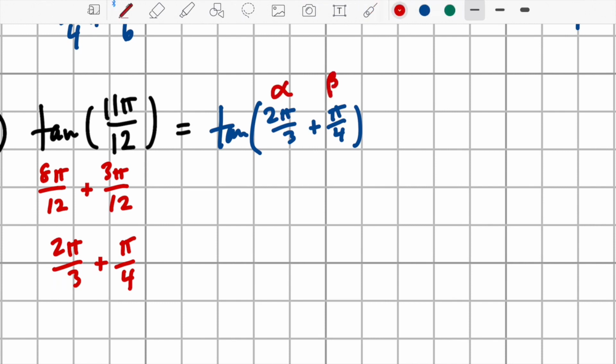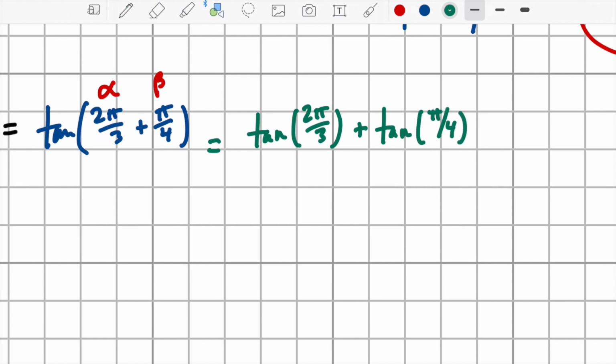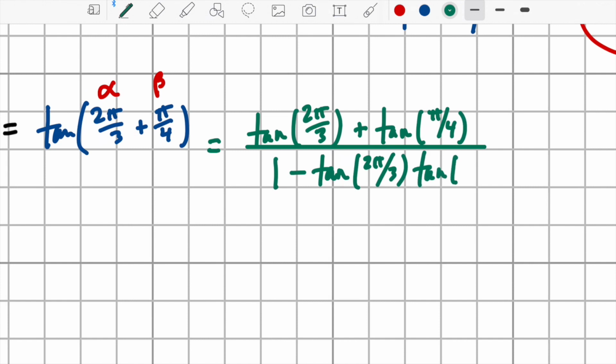This one will be my alpha and my beta. So following the table, we're going to rewrite it just like this. Tangent of 2 pi over 3 plus tangent of pi over 4, all of that divided by 1 minus tangent of 2 pi over 3 times the tangent of pi over 4.